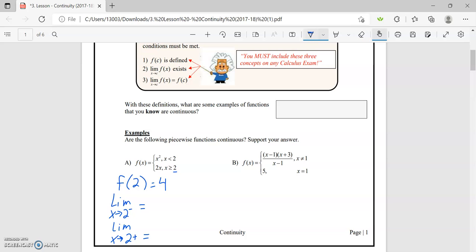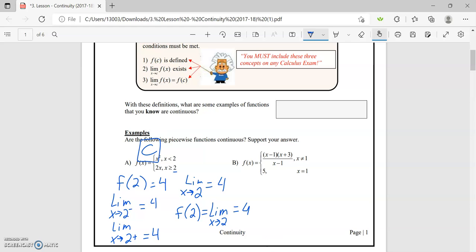So the good news is, from the left, we're heading towards 4. From the right, we're heading towards 4. So in total, the limit as x approaches 2 is 4. So step 1, it is defined. Step 2, the limit does exist. The limit is 4. Step 3 says that f of 2 better equal the limit as x approaches c, which is 2, which is 4. So all things considered, we have checked step 1, step 2, and step 3 confirms that this is continuous.